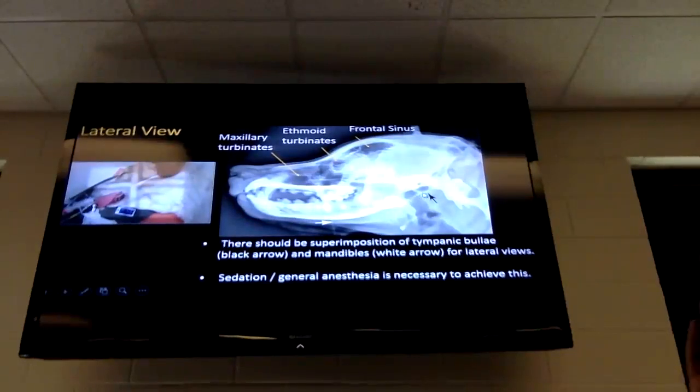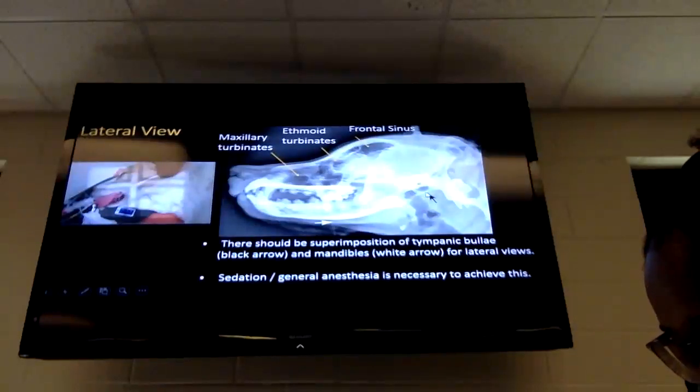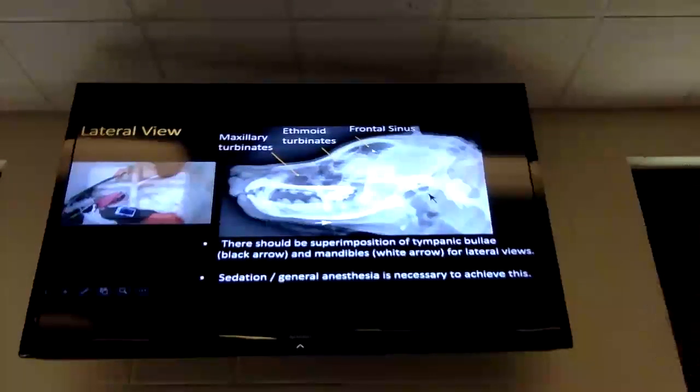Look at the tympanic bulla. They should be almost superimposed, and that means you got a good lateral view radiograph. And then you can look in the nasal cavities. Like I said, maxillary turbinates are more linear in appearance. Ethmoid turbinates are more coarse in appearance. And then is the frontal sinus. You won't be able to see a lot of detail in the nasal passages on routine radiographs. That's why, when you see the MRI, you are really looking into conchal detail and more detail about the nasal cavity.